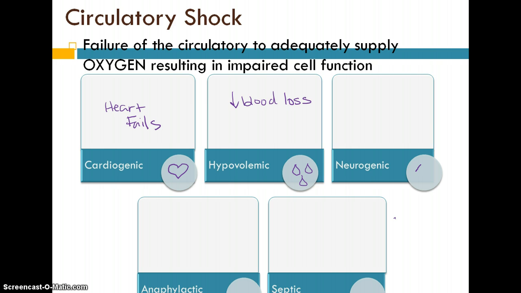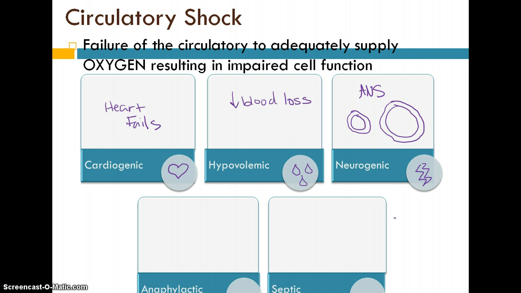For neurogenic, I'm going to draw a little lightning bolt. This is because your autonomic nervous system is not communicating properly with your blood vessels. Now remember, the diameter of the blood vessels, as I draw a thick artery wall again, is controlled by this. And so what happens in neurogenic shock is that the autonomic nervous system is making them dilate. And so then you have a severe drop in blood pressure, and blood cannot deliver oxygen.